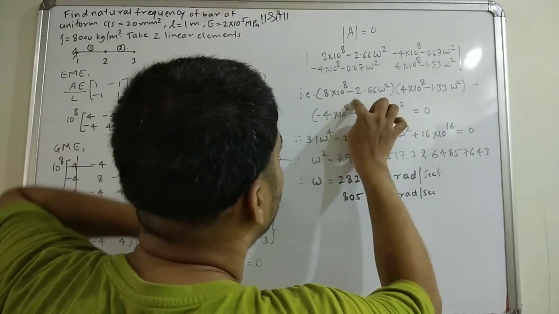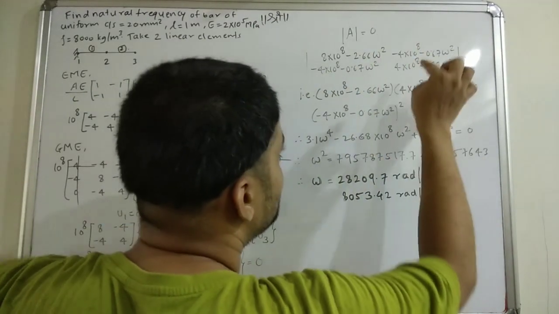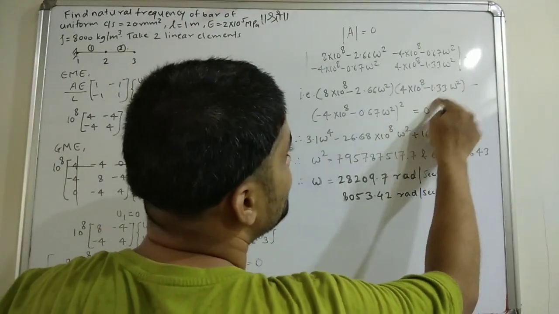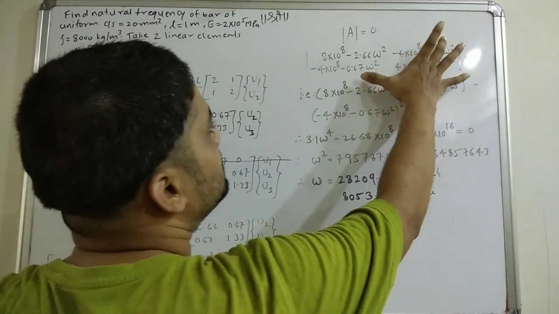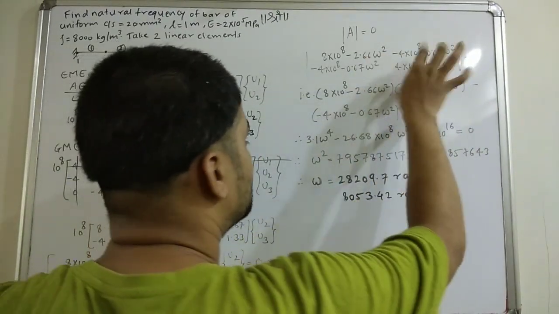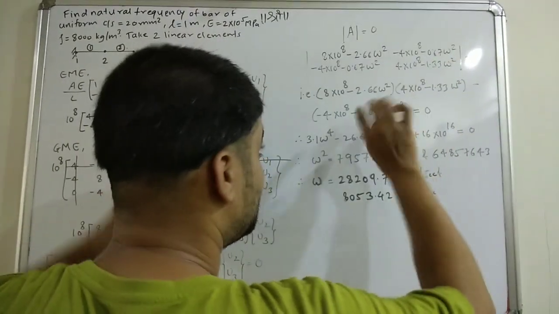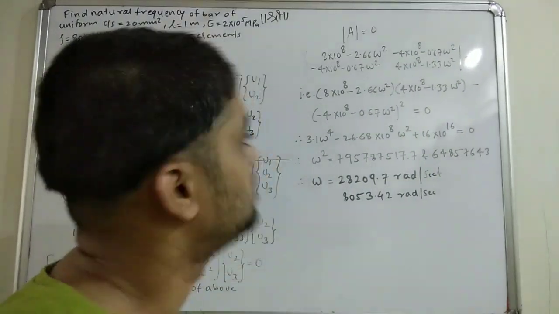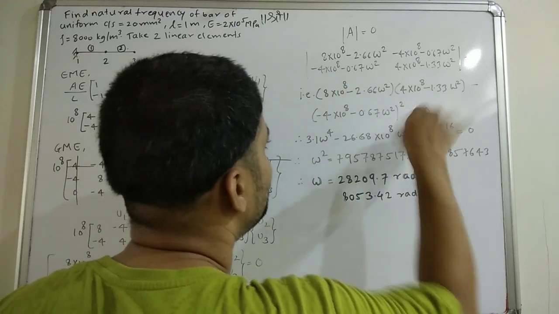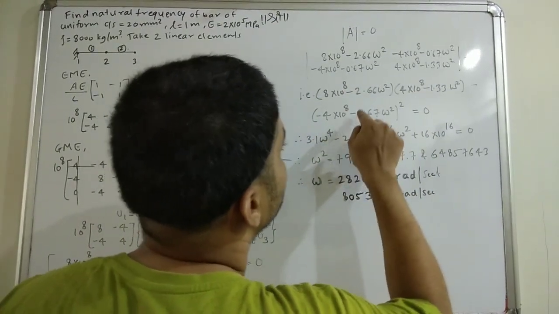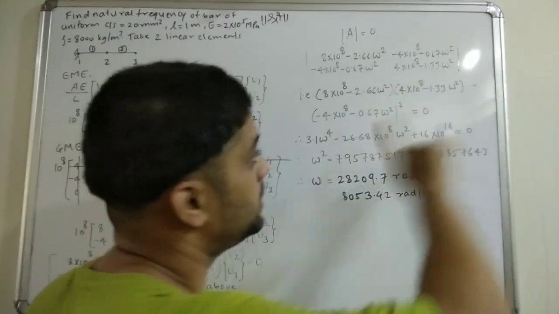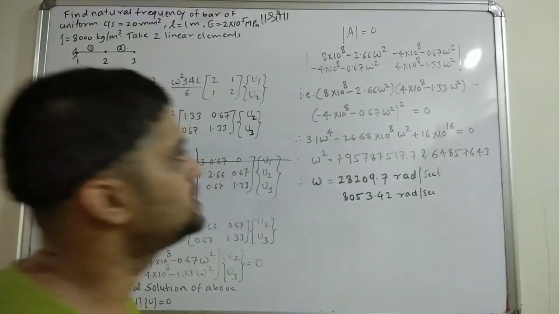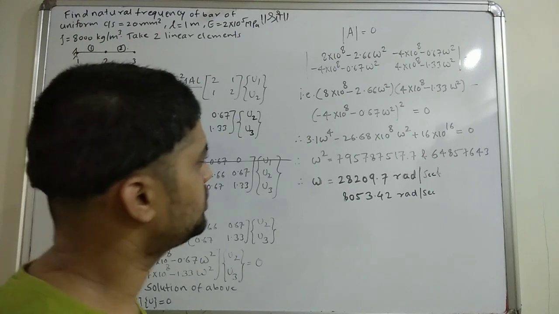8 into 10 raised to 8 minus 2.66 omega square, multiplied by 4 into 10 raised to 8 minus 1.33 omega square, minus, remember these two terms are the same, so I can combine them and write the whole square. So that's what I have done over here. Inside the bracket, minus 4 10 raised to 8 minus 0.67 omega square, the whole square, equal to 0. Now how can you solve this?